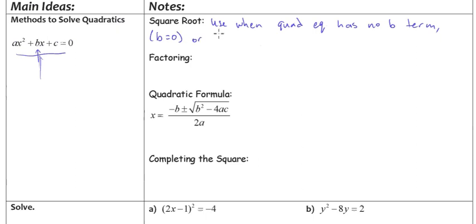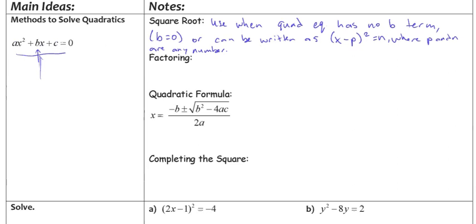Or it can be written as x minus p squared equals n, where p and n are any number. And that's just because then we can take the square root of both sides here, and after that you could add p. And so that's the foundational piece for completing the square a little bit later on.